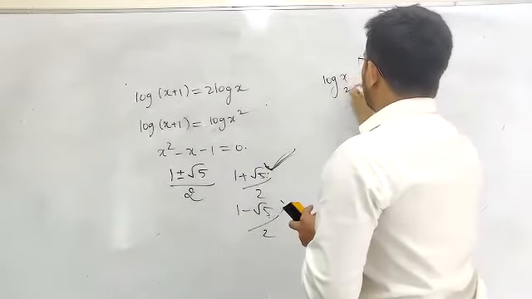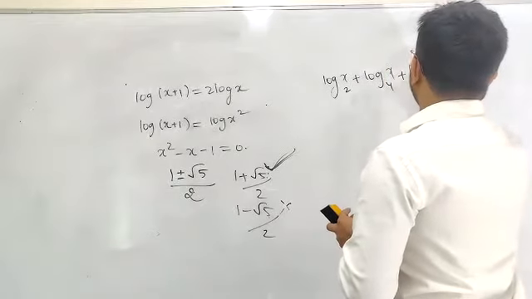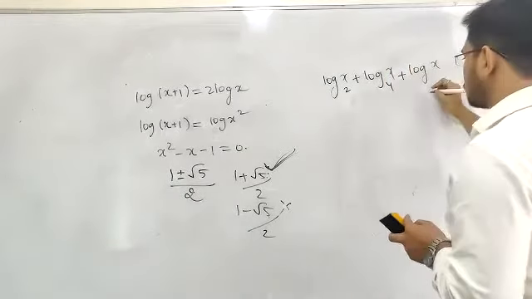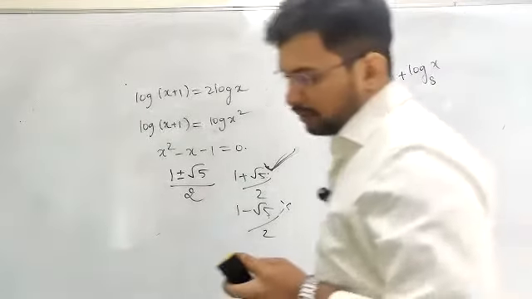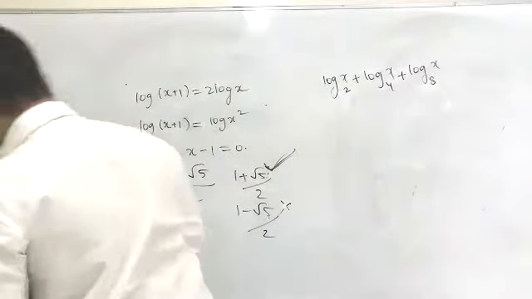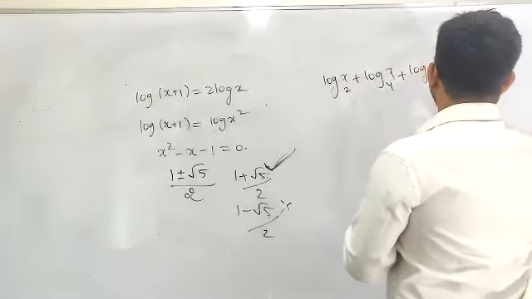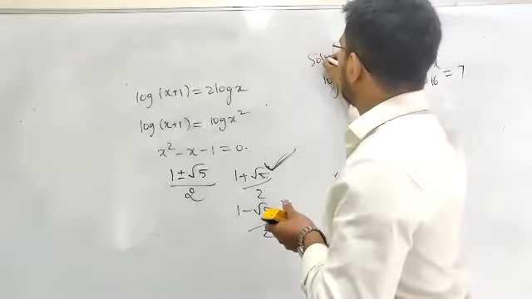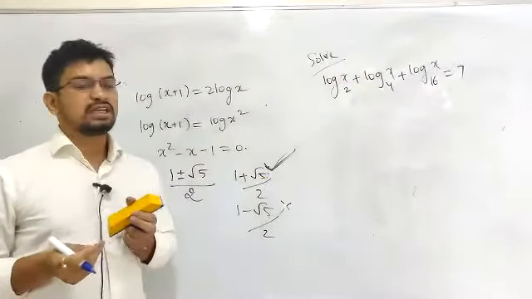Log x to the base 2 plus log x to the base 4 plus log x to the base 8 plus log x to the base 16 is equal to 7. Solve.